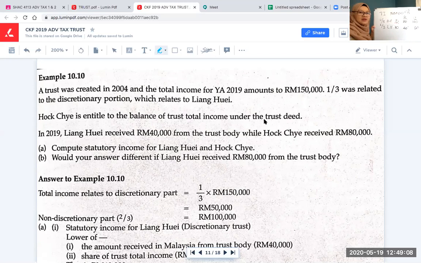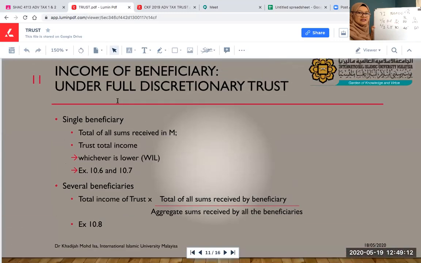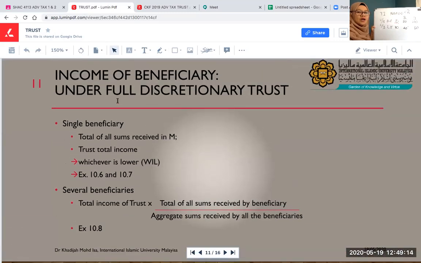How much is it, how do you decide on that? For a discretionary trust, what does it say? The lower of. So you compare: received 80,000, total income is 100,000, then you take the lower of. So you will take 80,000.